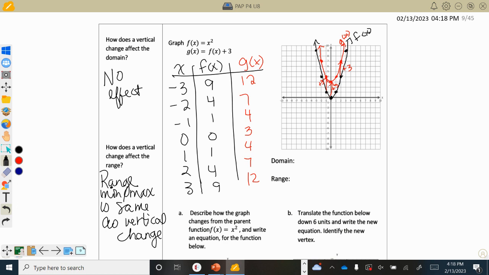All right. So again, over here, my domain, x equals all real numbers. For my range, for my parent function, f of x, my range is greater than or equal to 0. But for my new function, g of x, my range is greater than or equal to 3.